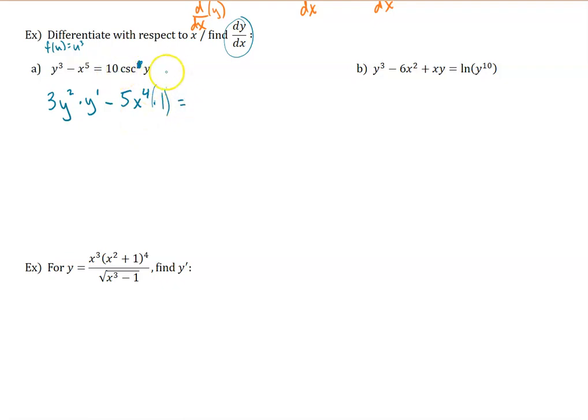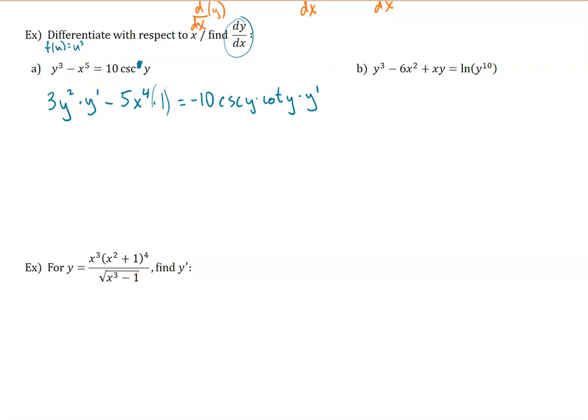Okay, for this side, 10 is a coefficient, and then the derivative of cosecant y is negative, with 10 as a coefficient, but I'm putting the negative in front. Cosecant y times cotangent y, but then again, using the chain rule, since our inside function is y, we need to multiply by the derivative of that, which is y prime. All right, and then at this point, my goal is to find y prime. So I'm not done, even though I've taken the derivative. I need to do some algebra to get y prime by itself.